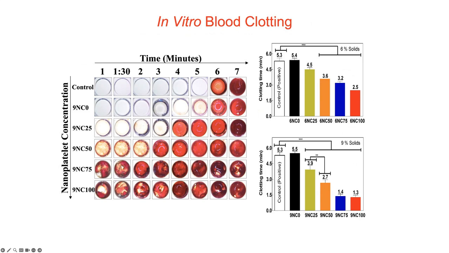And if you have something like all gelatin, no nanoclay, it still takes a few minutes for it to coagulate. But these nanoclays, which are very similar to hemostat properties, induce blood clot formation. So as you increase the concentration of the nanoclay in your material, you can get very rapid coagulation pathways. So you actually get reduced time to clotting as you increase the concentrations of the nanoclay.